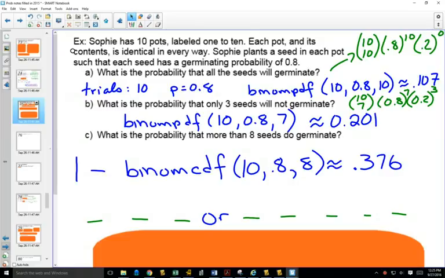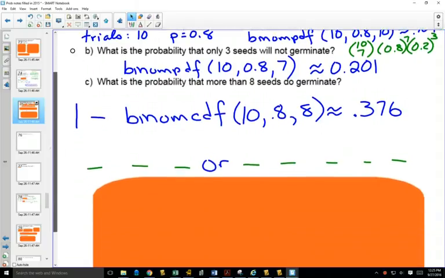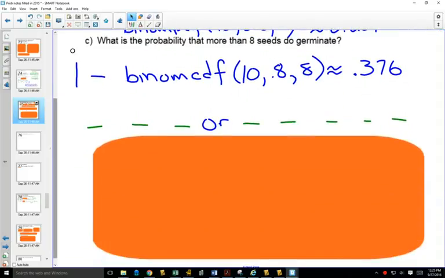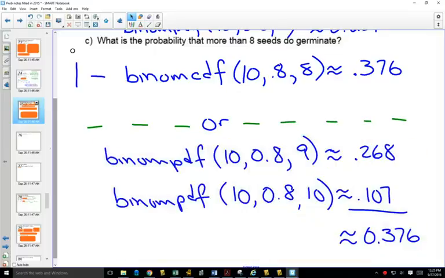So if you subtracted, adding all of those up from 0 up to 8, what you would be left with is just 9 and 10. So that's using binomial CDF. This one, there is only 2 cases. There's exactly 9 and there's exactly 10. So if you wanted to figure each of them out separately, if that made more sense to you, and then add those cases up, you'll get exactly the same answer.